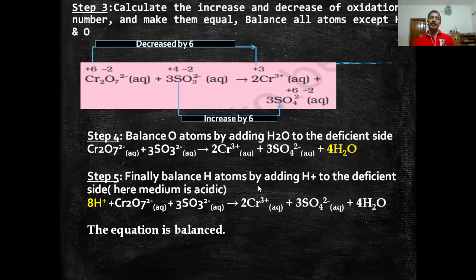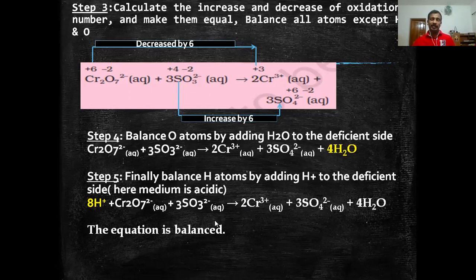Now step 5. Finally, balance hydrogen atoms by adding H plus to the deficient side. Why H plus? Because the medium is acidic. The medium is acidic, so we can add H plus. You can identify here 8 hydrogen atoms are present when we add 4 H2O here. So in order to equalize the number of hydrogen atoms on either side of the equation, we have to add 8 H plus here. Now this equation is completely balanced.